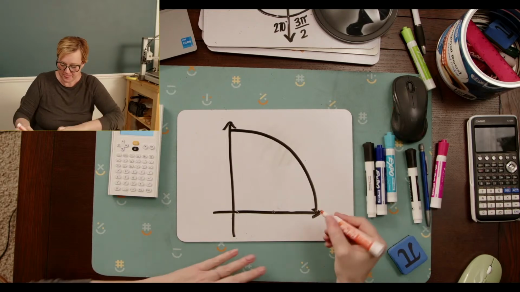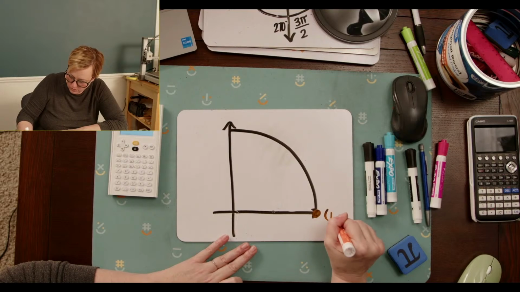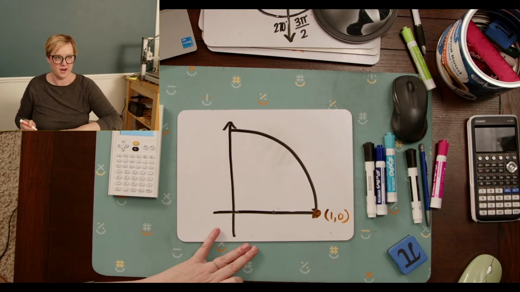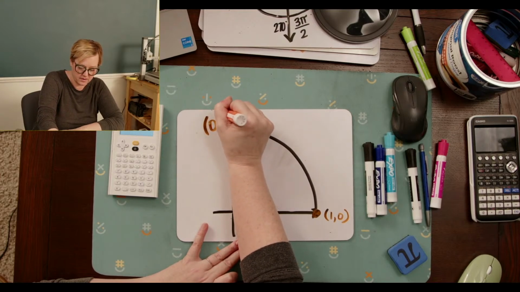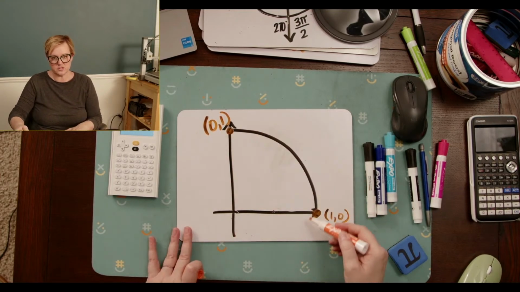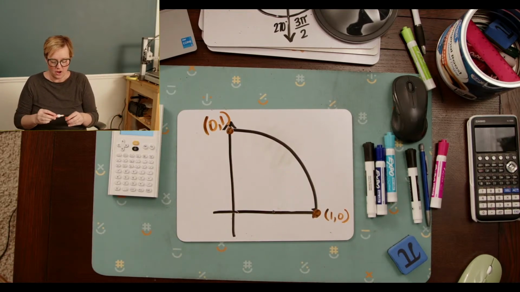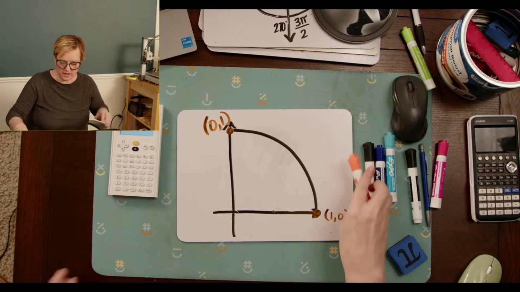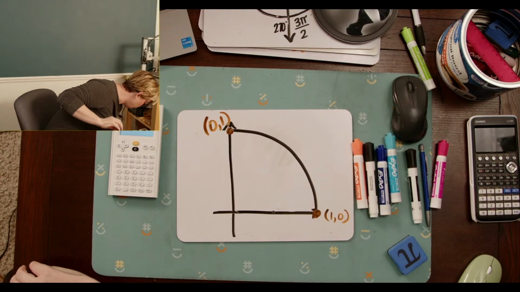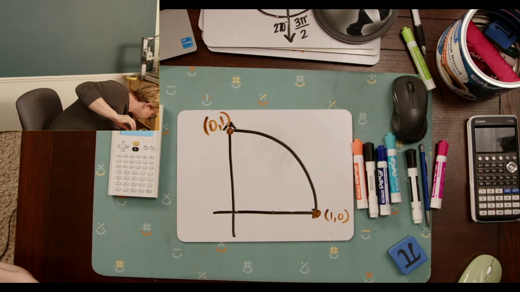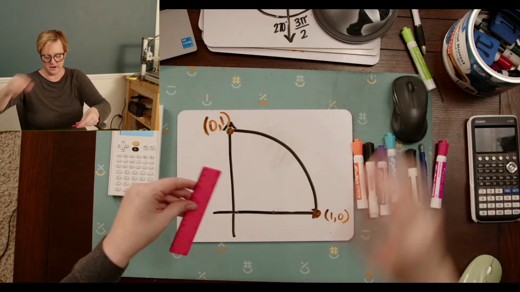So again, this point here is 1, 0, right? This point up here is 0, 1. Because the radius of the unit circle is 1. It's 1 unit, right? It's the unit. Okay. So now we got, I thought I had a ruler in here. I do have a ruler in here. Okay.